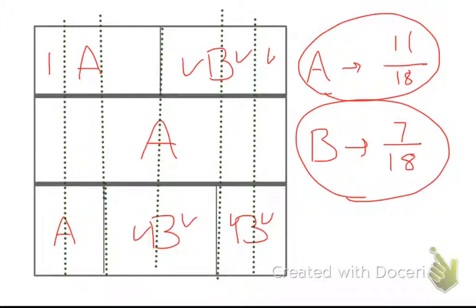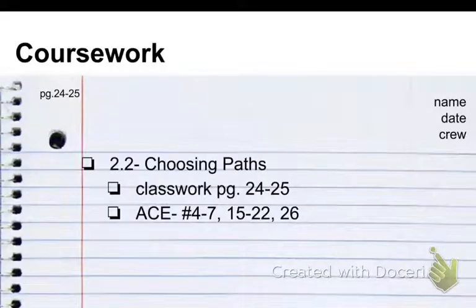So, it seems a little complicated, but it's a lot easier to figure this out than to actually multiply all of these fractions out choice by choice by choice, and then find the least common denominator and figure it all out after that. So, our coursework is called Choosing Paths, and it's going to be on page 24 through 25, problems 4 through 7 in the ACE, followed by 15 through 22, and then problem 26.